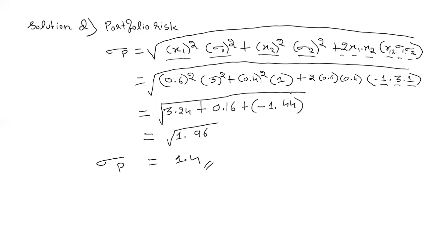So after putting all the values, we get that 1.4 is the portfolio risk, and we calculated the portfolio return, that is 14.2, in question number A. So here is the end of the problem.